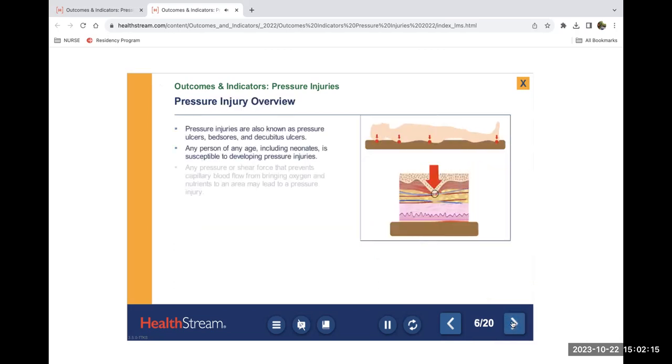Pressure injuries are also known as pressure ulcers, bed sores, and decubitus ulcers. Any person of any age, including neonates, is susceptible to developing pressure injuries. Any pressure or shear force that prevents capillary blood flow from bringing oxygen and nutrients to an area may lead to a pressure injury.